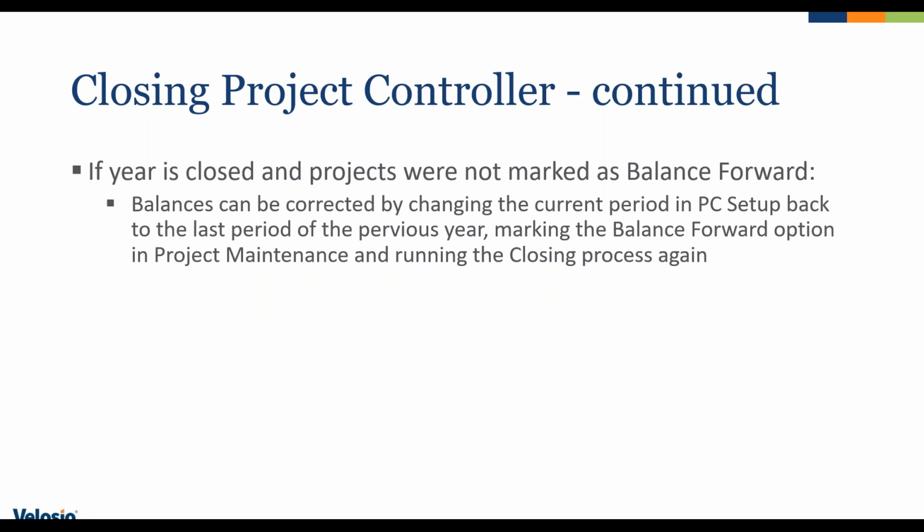Now, if the year is closed and some projects were not marked as balance forward, but they should have been, the balances can be corrected by changing the current period in the project controller setup screen. You would set that current period back to the last period of the previous year, go ahead and mark the balance forward option in the project maintenance screen, and then run the closing process again, and it'll roll those forward for us. So it's a little bit forgiving in that it lets us go back and reset that to the last period of your prior year. You can make the proper selection on the project maintenance side and rerun that process.